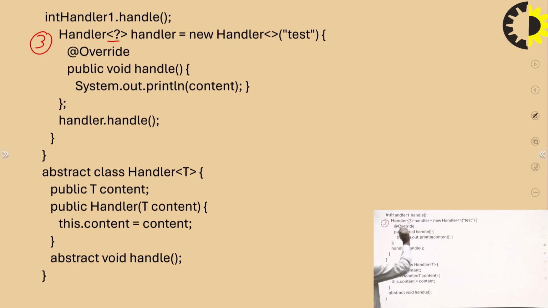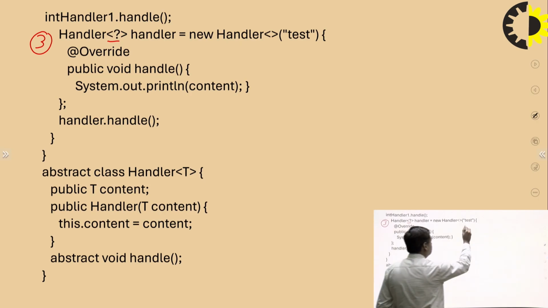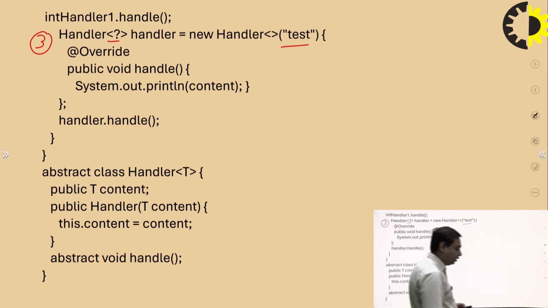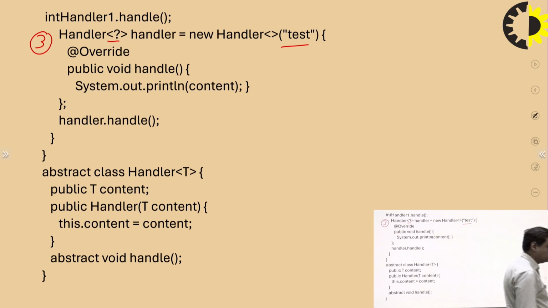No type is specified. Type will be inferred with the help of this value. This value is of string. So, the object that will be created, the content of that object will be of type string. In a more formal way, in the anonymous inner class, the content will be of type string, and the compiler will infer the type automatically with the help of the content.